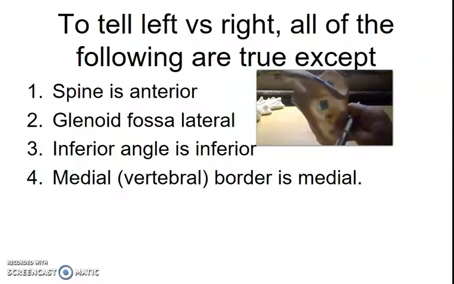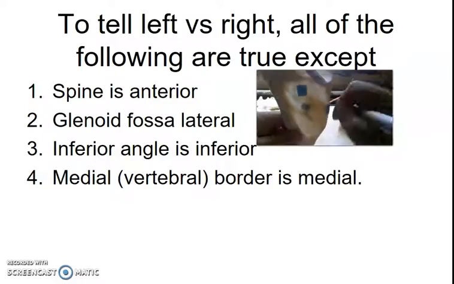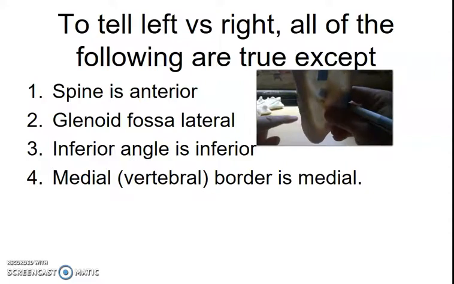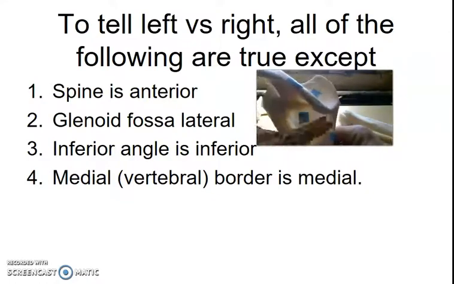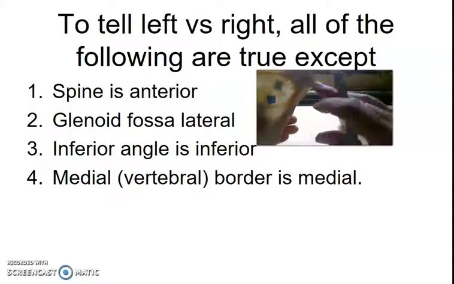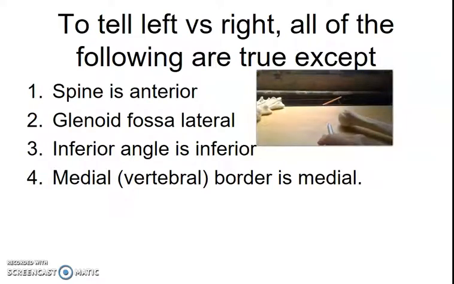Glenoid fossa is lateral. It has to be lateral. Inferior angle is inferior. Medial border is medial. Lateral border is lateral. Superior angle is superior. So the spine is posterior. If it was anterior, you'd be sort of messed up there.